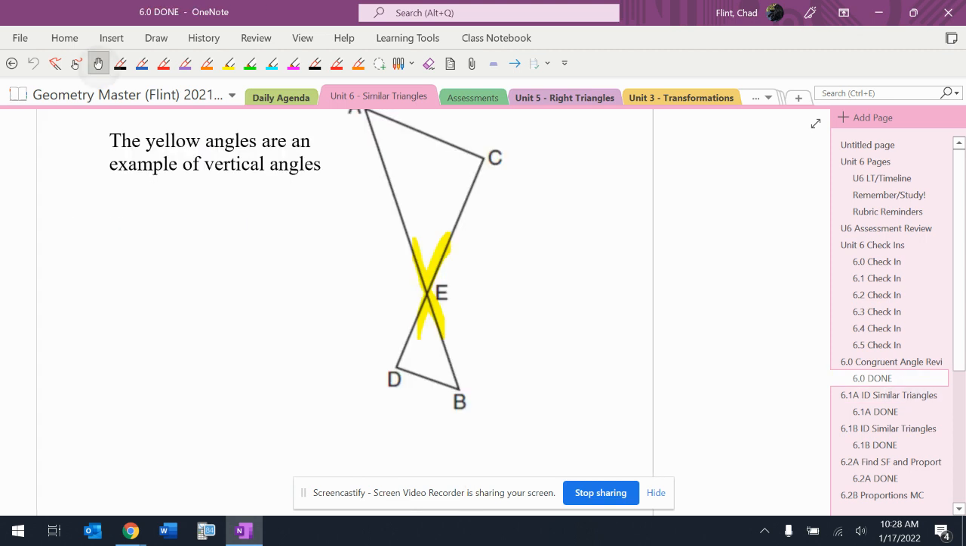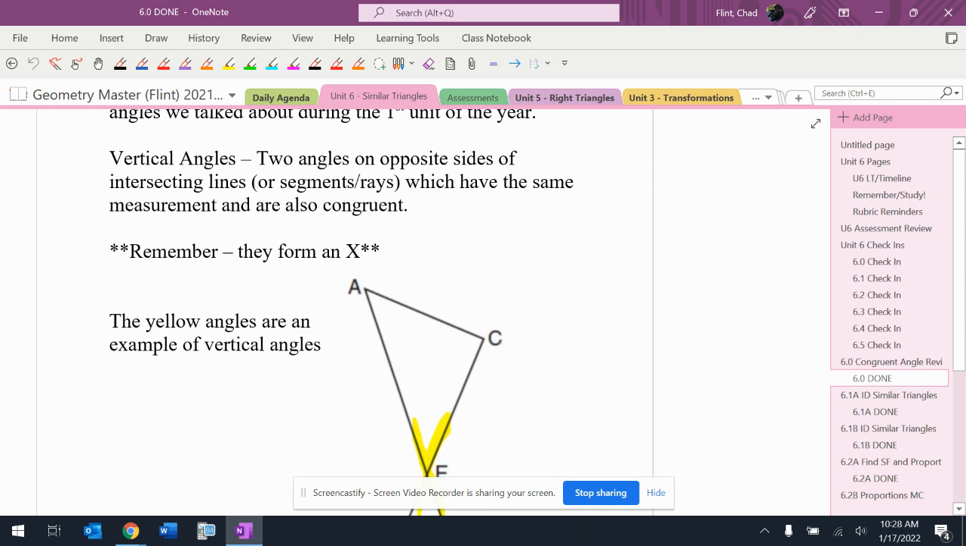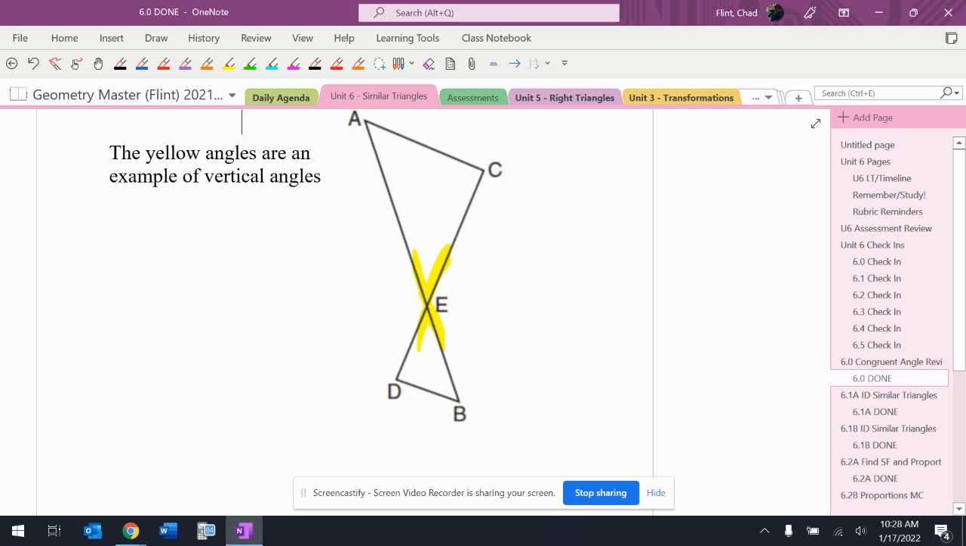So the first ones are called vertical angles. All right, so vertical angles, 2 angles that are on opposite sides of intersecting lines, and they form an X. All right, so they're going to happen mostly in pictures that kind of look like this. You can see the 2 yellow angles there. All right, so I would know this angle is equal to this one. So angle AEC is congruent to angle BED.